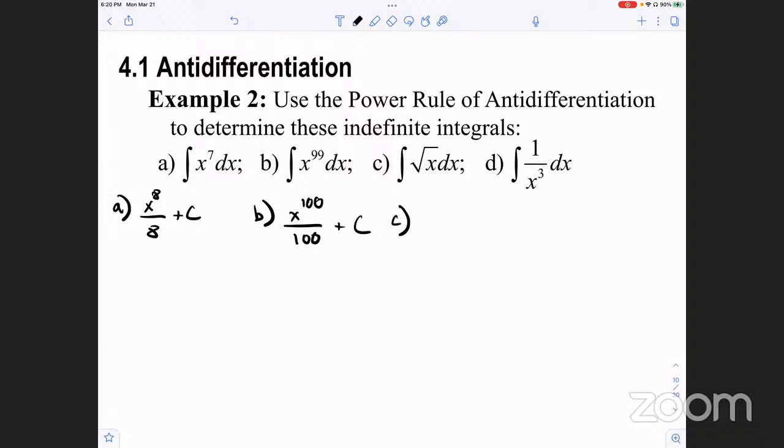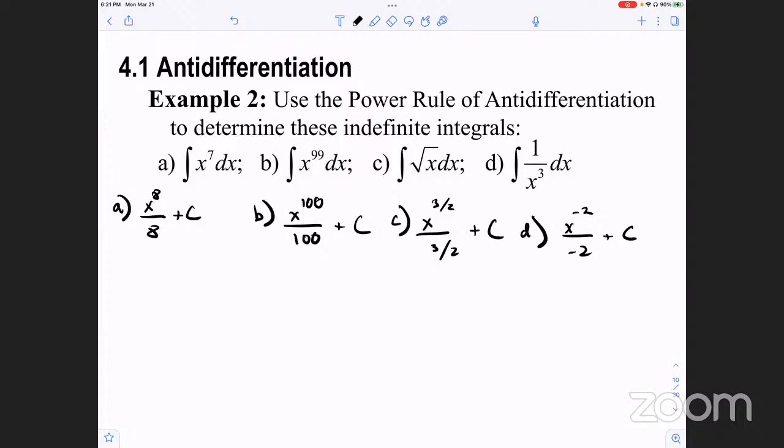For b, it's x to the 100 over 100 plus some constant. For c, the square root of x is the same as x to the power of 1/2. If we add 1 to 1/2, we get x to the 3/2 over 3/2 plus some constant. I'm just going to leave it like this, because we could flip and multiply as a radical expression. Then d is the same as x to the -3. If we add 1 to -3, it becomes x to the -2 over -2 plus some constant.